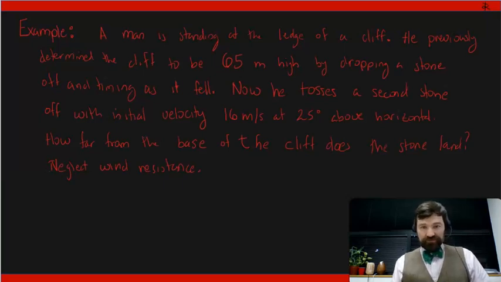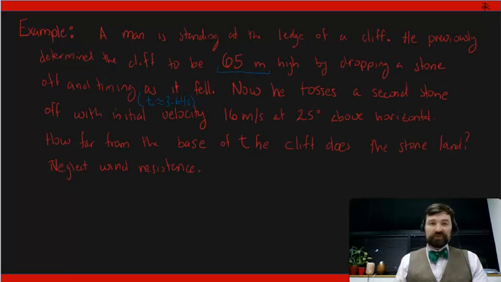For what it's worth, you might be looking at this and saying, okay, the cliff is 65 meters high, and he dropped a stone and timed it as it fell. You may be wondering how long that should take if we neglect air resistance. This time would be about 3.64 seconds. I'm going to put that there. You could work that out as a separate example if you'd like. It's actually there as a double check for this example.